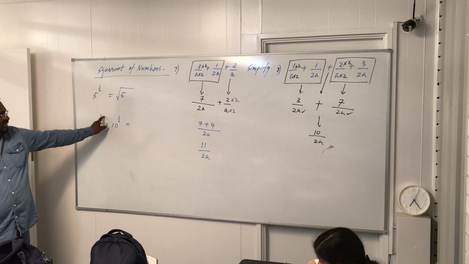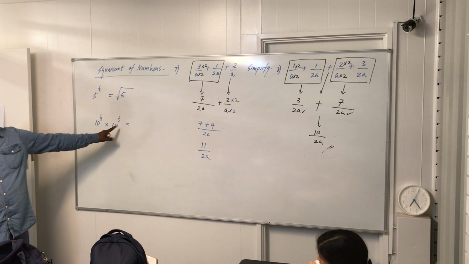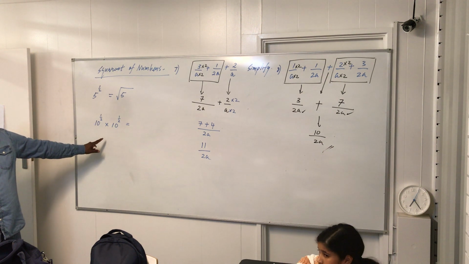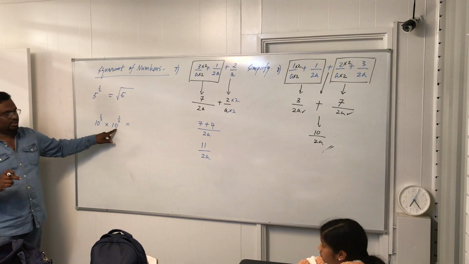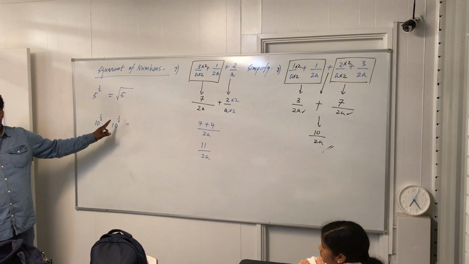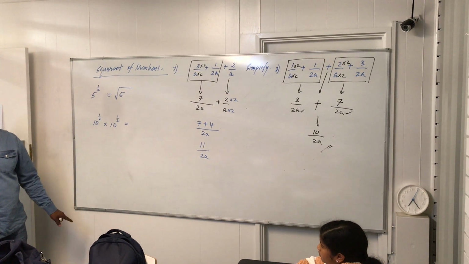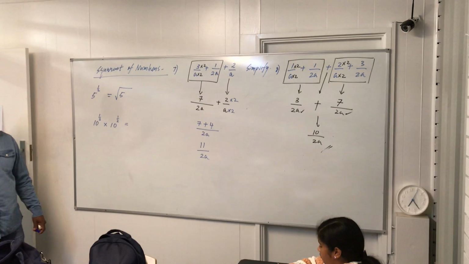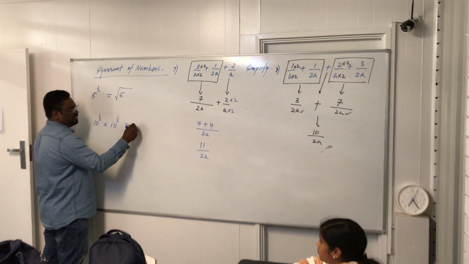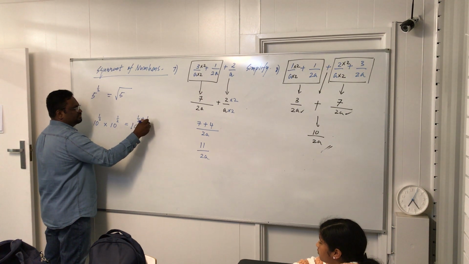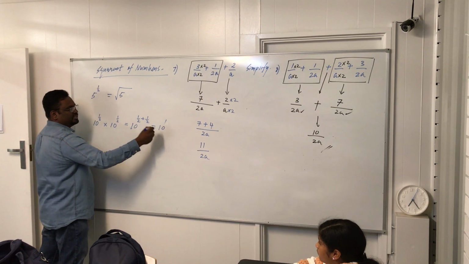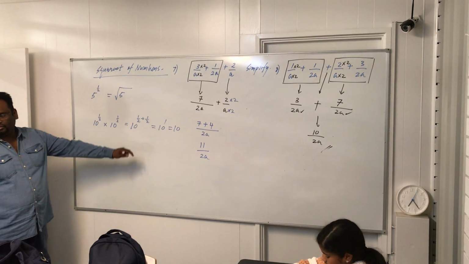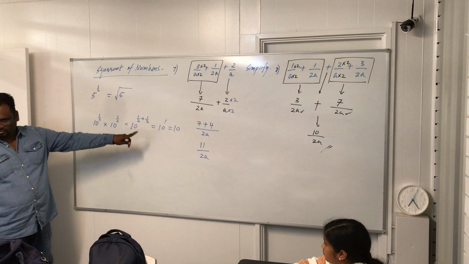The bases are 10 and 10, the powers are half. If the bases are equal, what do the powers do? My term is additive. Last week I discussed that also. Powers are additive, or combined. So 10, half plus half. What is half plus half, guys? 1. So 10 to the power 1 is what, guys? 10. Okay, it's 10.